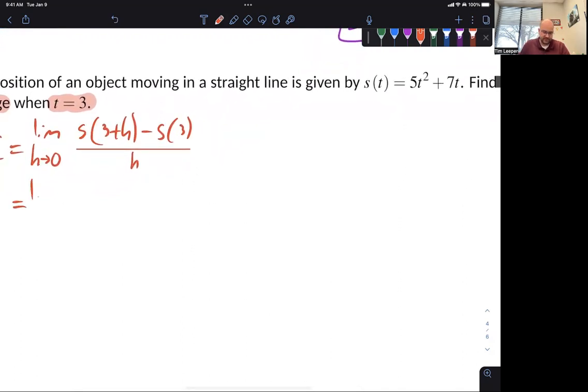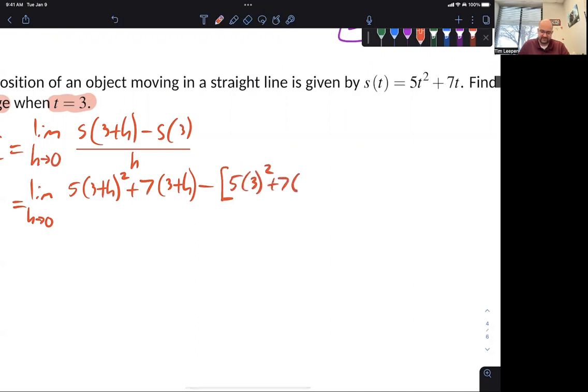So this would give me the limit as h approaches 0 of 5, and then instead of t, it's the entire parentheses, 3 plus h, squared, plus 7, and instead of t, it's the parentheses, 3 plus h. Now, right here is just all of s of 3 plus h. And minus s of 3 means I need to subtract off the entire original function of 5 times 3 squared plus 7 times 3. And then divide all of that by h.